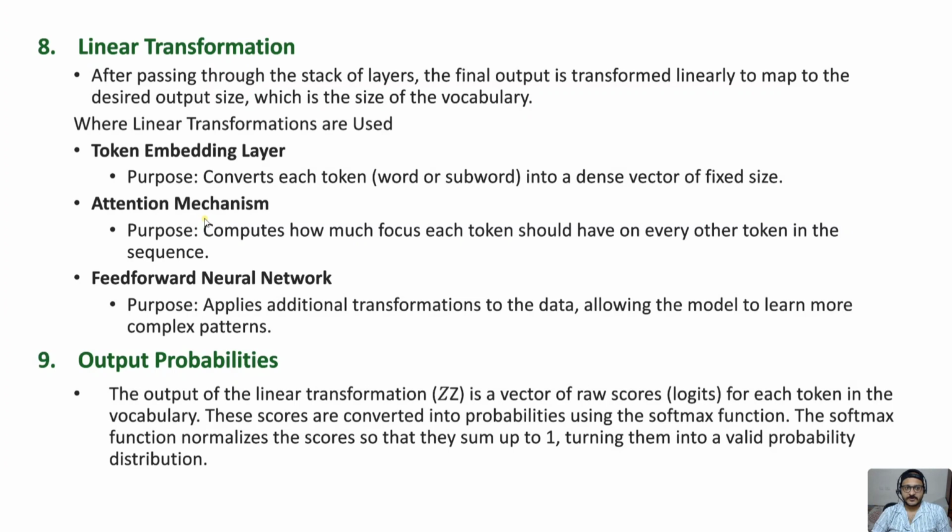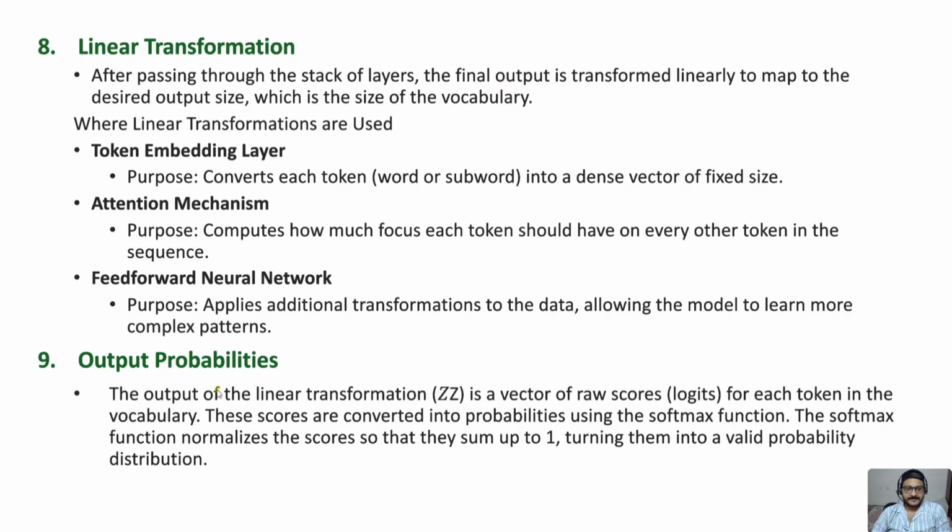And again the linear transformation is applied in the self attention mechanism layer also. Here what it does is compute how much focus each token should have on every other token in the sequence. And the feed forward neural network applies an additional transformation to the data, allowing the model to learn more complex patterns. So linear transformations are applied multiple times. It depends on the input we have provided, and it will keep repeating each and every step until it gets the proper token which we want as an output.